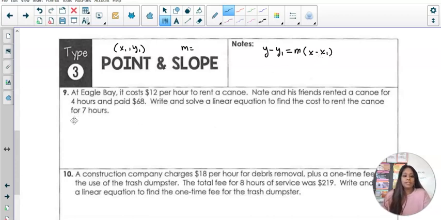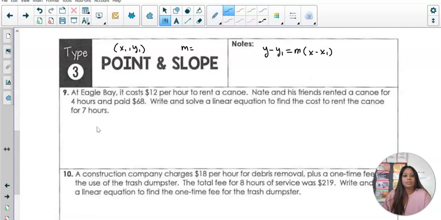So let's go ahead and read the situation we have here. At Eagle Bay, it costs $12 per hour to rent a canoe. Nate and his friends rented a canoe for 4 hours and paid $48. Write and solve a linear equation to find the cost to rent the canoe for 7 hours. Okay?